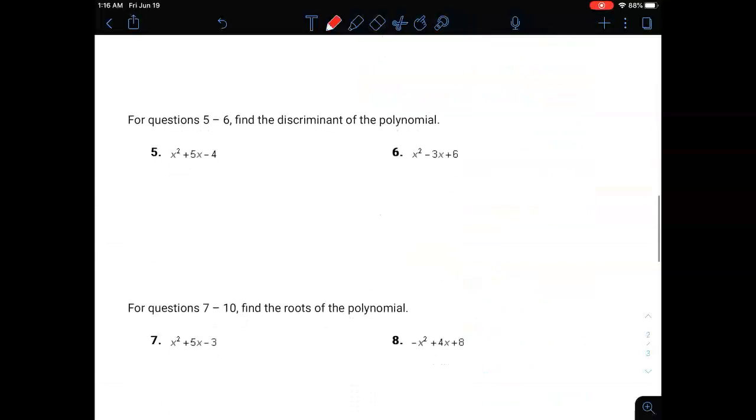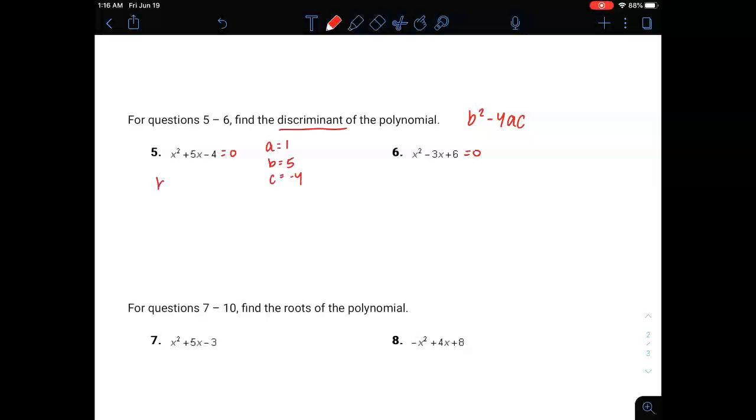All right, for 5 and 6, find the discriminant. So again, to remind you, the discriminant, we are talking about b squared minus 4ac, right? So when we look here, we have nothing on the other side of the equation, right? So that's effectively like saying x equals 0. And let's go with number 5 here for this one. So again, if I identify my different parts, A equals 1, B equals 5, and C equals negative 4.